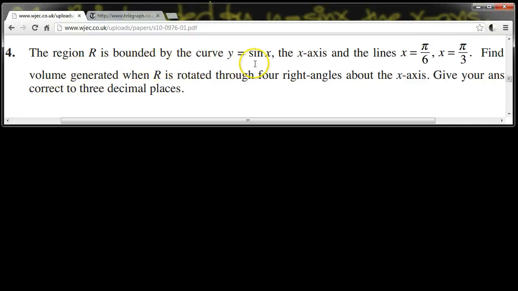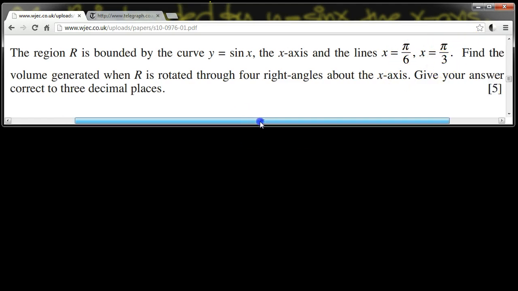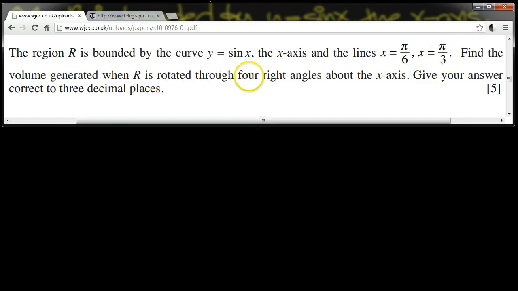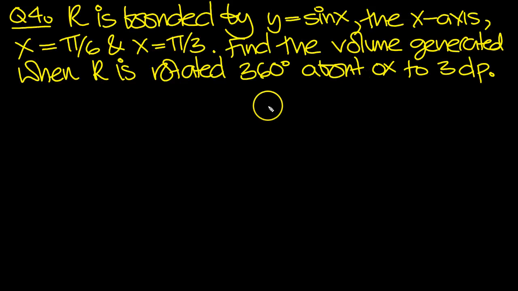The region R is bounded by the curve y equals sine x, the x-axis, and the lines x equals pi over 6 and x equals pi over 3. Find the volume generated when R is rotated through 4 right angles about the x-axis. Give your answer correct to 3 decimal places. So I've got a summary of the question here.